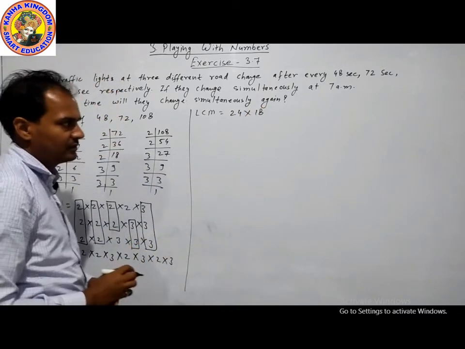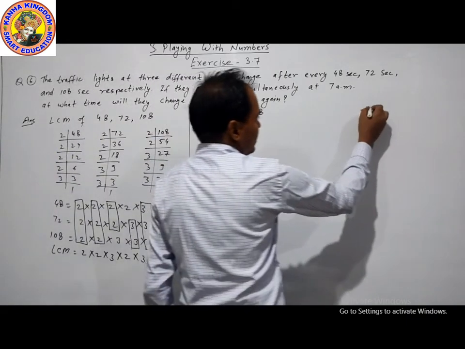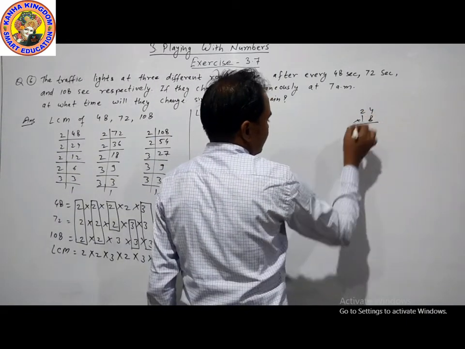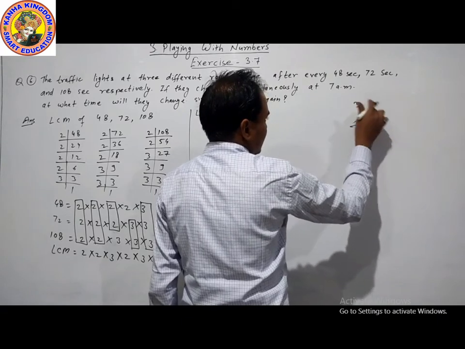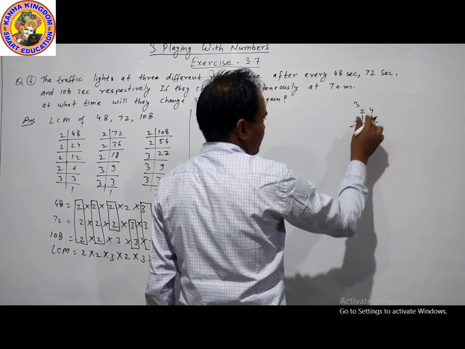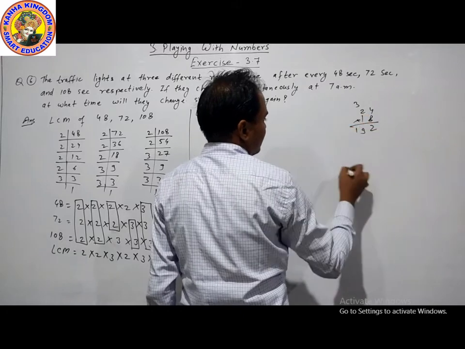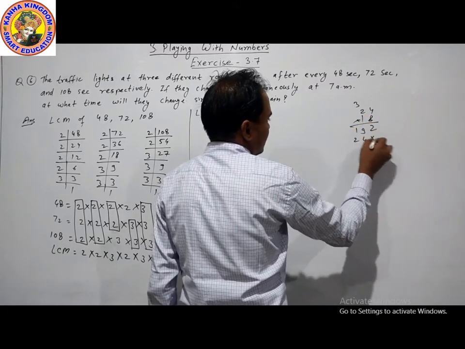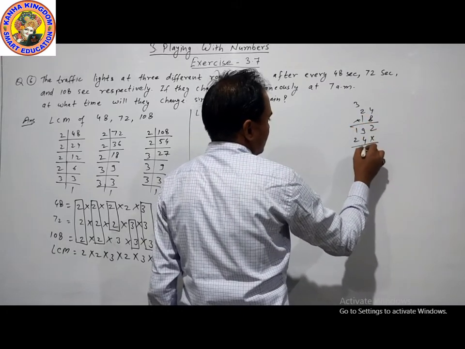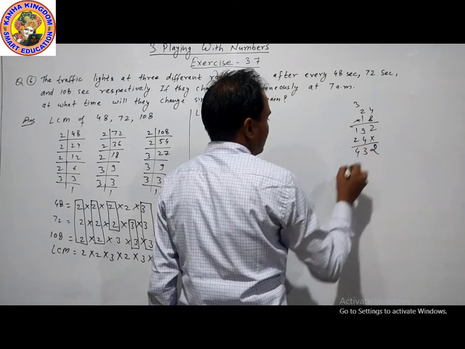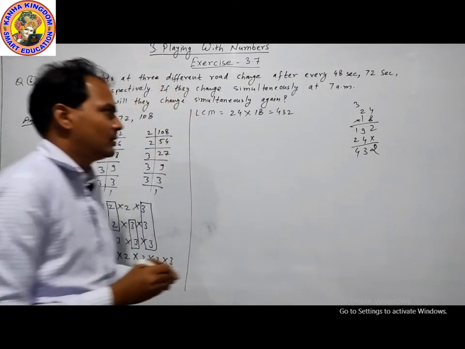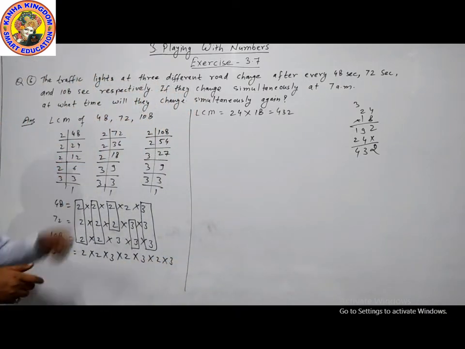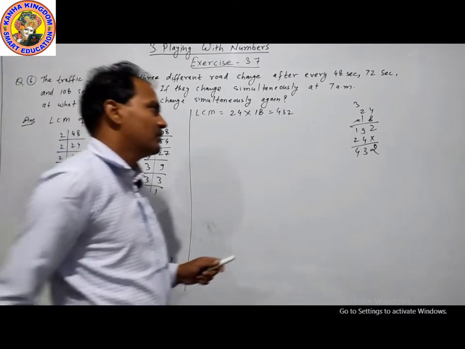This is our 18. Now we will multiply 24 and 18. 8 fours are 32, double of 8 is 16, then 19, 4 2 2 3 4. The LCM of these numbers is 432. The LCM is 432.